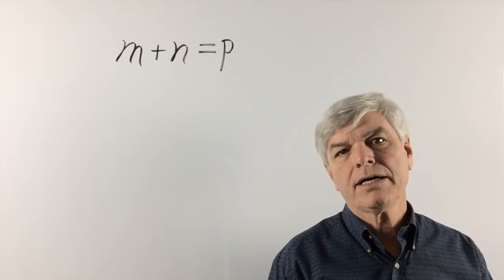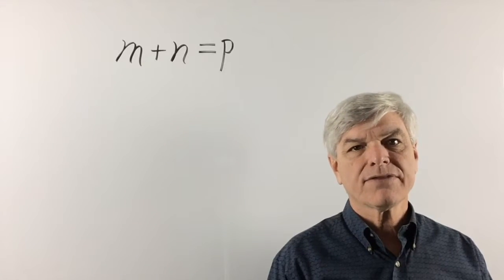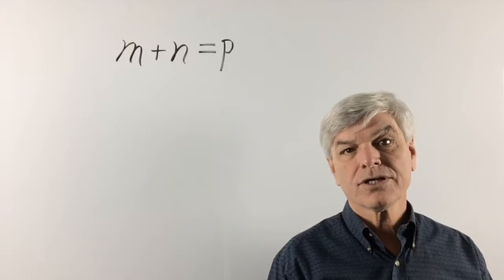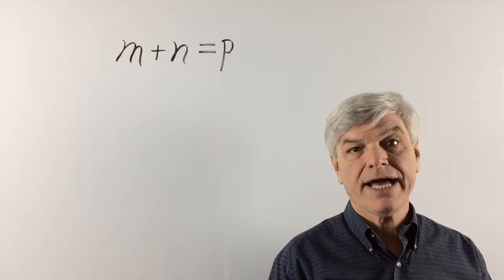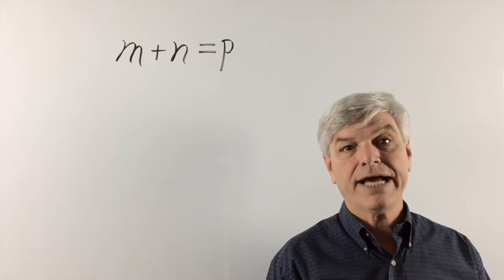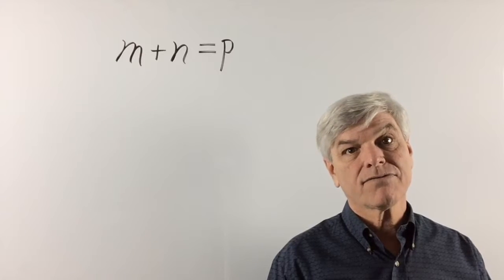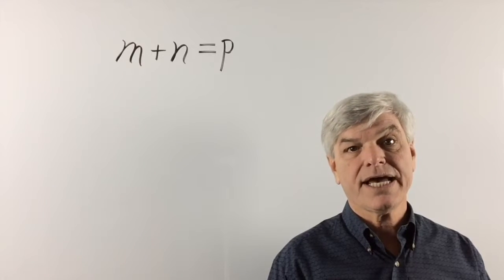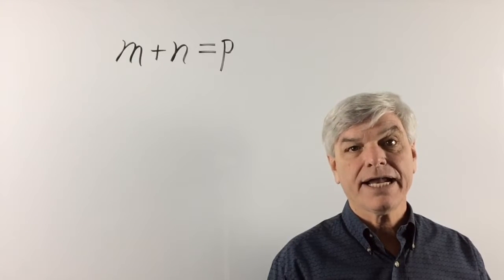Let's try m plus n equals p. Now how do we solve this? Well, first off, I have to tell you what to solve for. I could tell you to solve for m. I could tell you to solve for n. I could tell you to solve for p. Now, if I tell you to solve for p, you already have the answer. It's m plus n. But I'm going to tell you to solve for n.